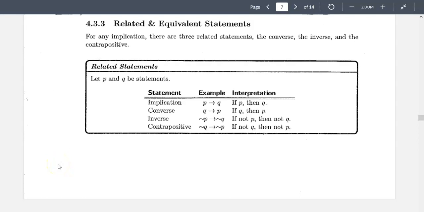Related and equivalent statements. Now, related statements: we learn about implications, if P then Q. Its converse is just the reverse of the statement position, so we say if Q then P. The inverse is the implication but with negation, so if not P then not Q. And the contrapositive is the negation of the converse, which is if not Q then not P.